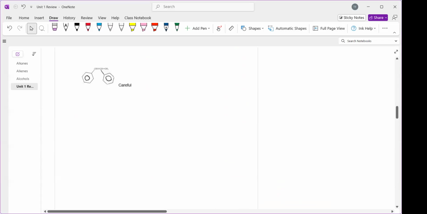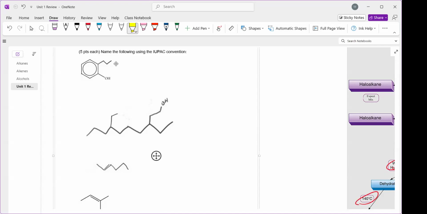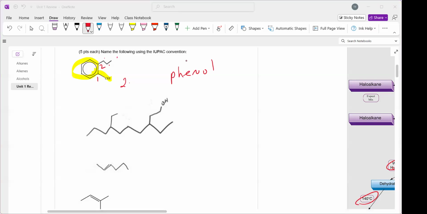Okay, and then there's one more part here to go. Name these guys. So this is based on phenol. That would be carbon number one. Carbon number two, we have what? Not a methyl, ethyl, propyl, butyl. Butyl has how many carbons? 4. 1, 2, 3. Propyl. That's 2-propylphenol.